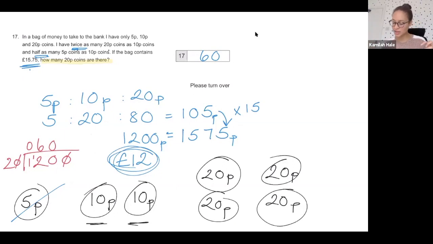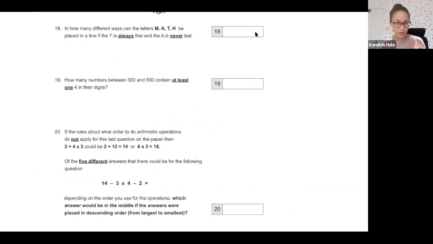Okay, good. Number 18. We're getting through this quite quickly today. When I find number 18, we will. Okay.